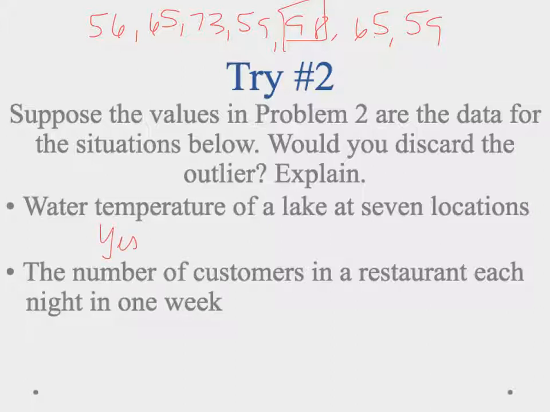Whereas the second one says the number of customers in a restaurant each night of the week. For that restaurant, I would say no, because 98 might just be the busiest night of the week. Like it might be a Friday night or something similar, okay? So no, I wouldn't discard it based off of it being a restaurant.